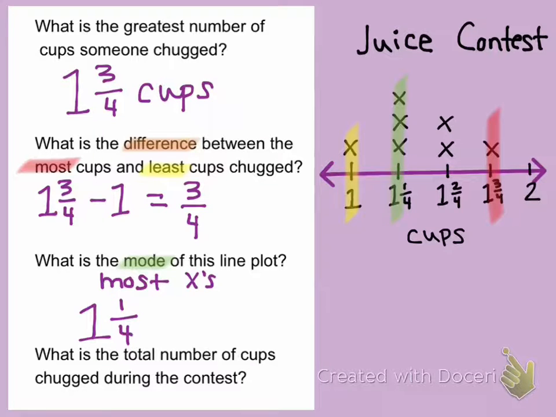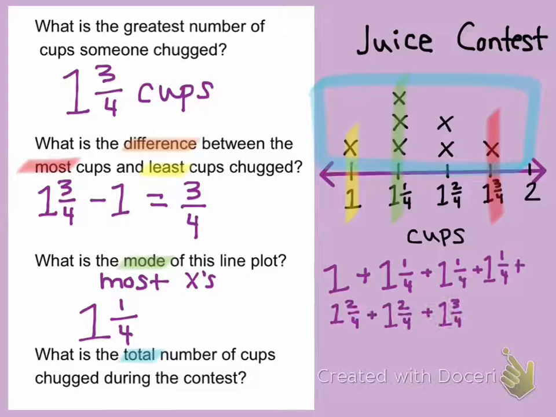And the last question asks, what is the total number of cups chugged during the contest? So total, that's asking for the whole thing, adding up all of those numbers together. Each X represents a number. So even though I have 1 1/4 one time on the number line, there are 3 X's for 1 1/4. So I need to add it 3 times in my number sentence.